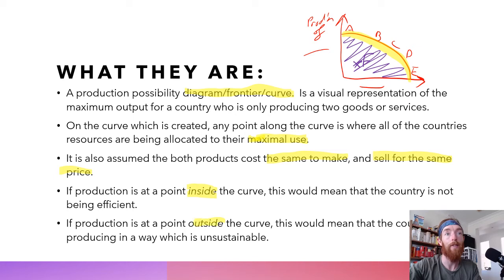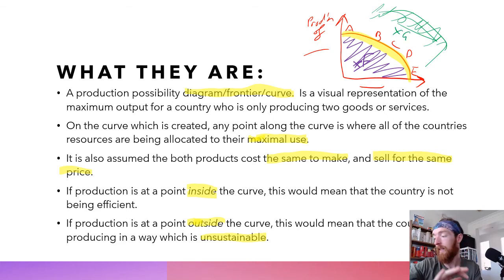Any point outside the curve means the country is producing in a way which is considered unsustainable. So that would be anywhere outside here. If we're out in this area, it means the country is using their resources in a way that they can't keep up with in the long term, and you often get asked to mark that with something like point G or anything. But if you have to mark something like that, that is what you do. And so let's get into the specifics of how you go about drawing them.